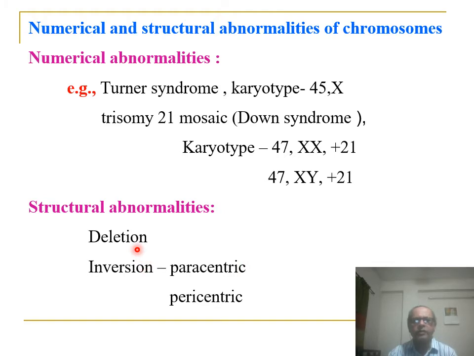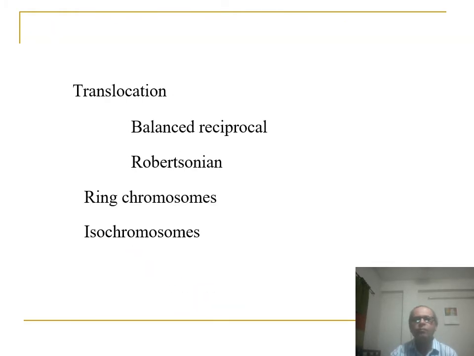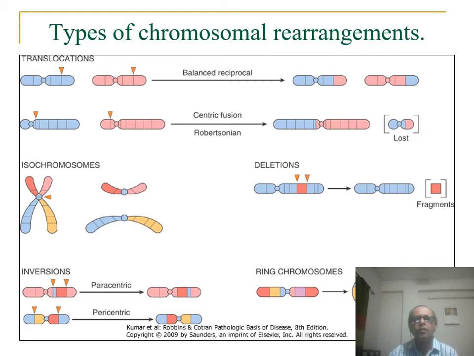Structural abnormalities include deletion and inversion, which may be paracentric or pericentric. Translocation may be balanced translocation, Robertsonian translocation, ring chromosome, and isochromosome. We can see the figure of translocation here. In balanced translocation, between two chromosomes one portion is translocated from one into another chromosome.